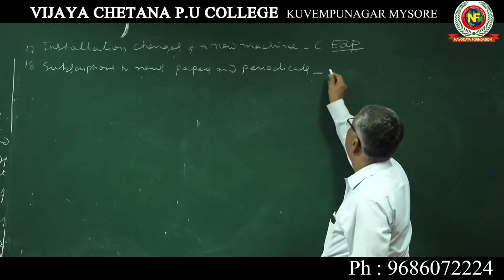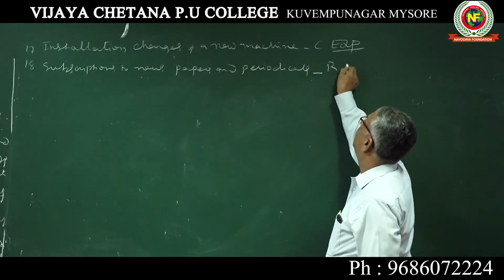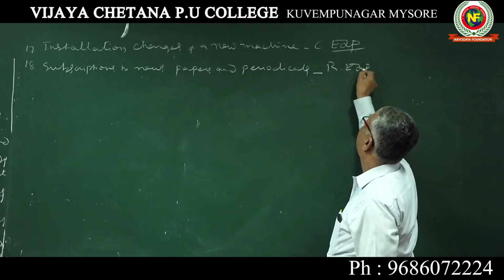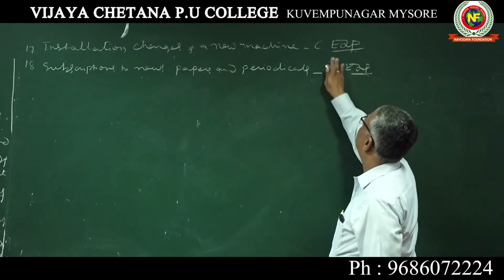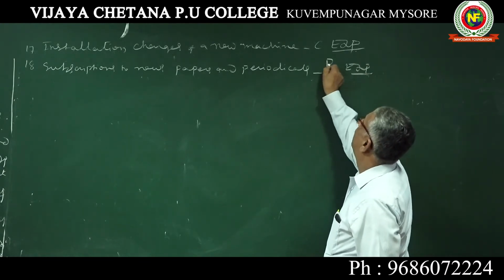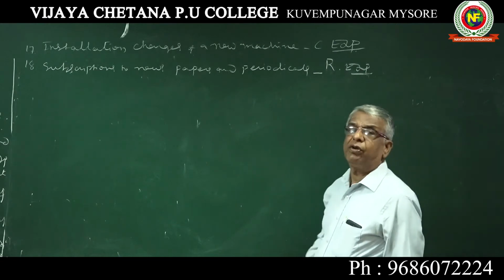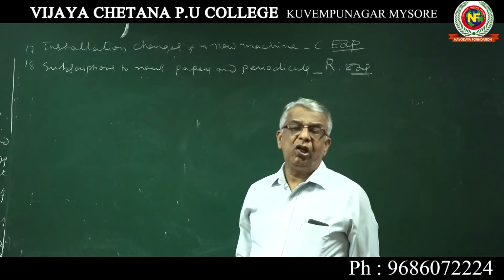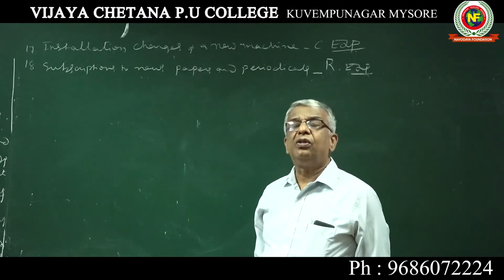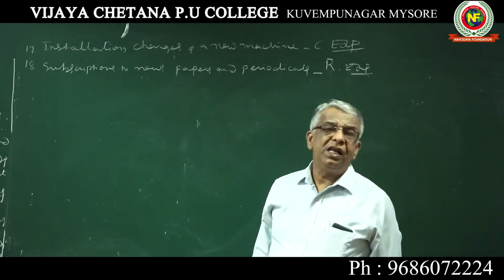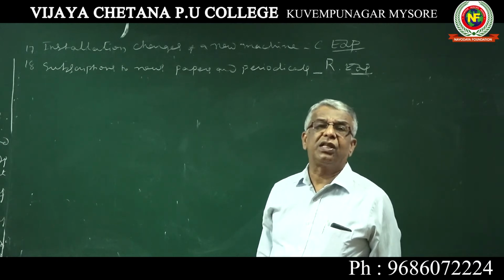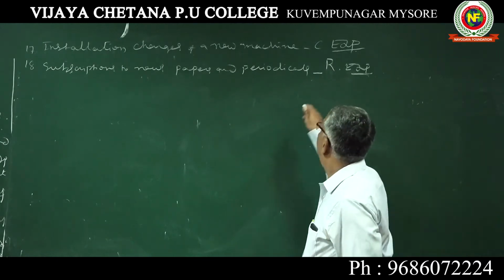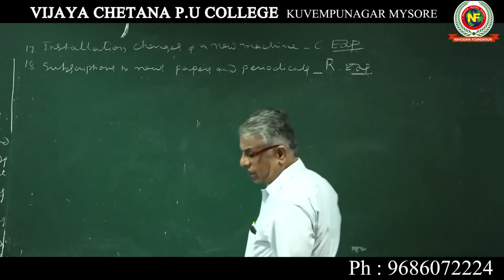it is considered as revenue expenditure. It is considered as revenue expenditure because it is recurring in nature. It is repetitive in nature. So every month they have to pay the paper bill, the periodicals bill. So therefore it is recurring in nature. So that's why it is considered as revenue expenditure.